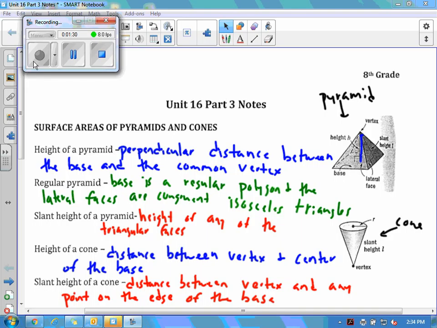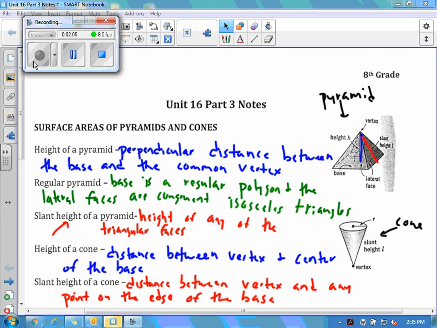So the vertex is the top point. The height is the distance from the top point down to the base. The lateral faces are all the triangles that make up the pyramid. They kind of fold up to make the pyramid. And then the slant height, if you look down here in red, is the height of any of the triangular faces. So when we talk about pyramids and cones, we're going to be talking about the slant height. Pyramids also have regular height as well, but the slant height is what's really important. So the slant height is this distance right here. It goes from the vertex down one of the lateral faces.